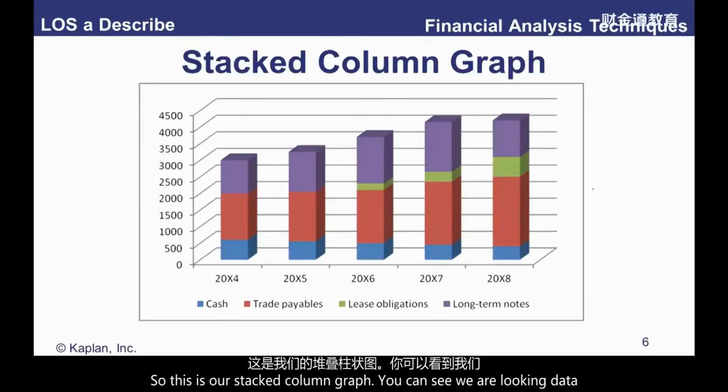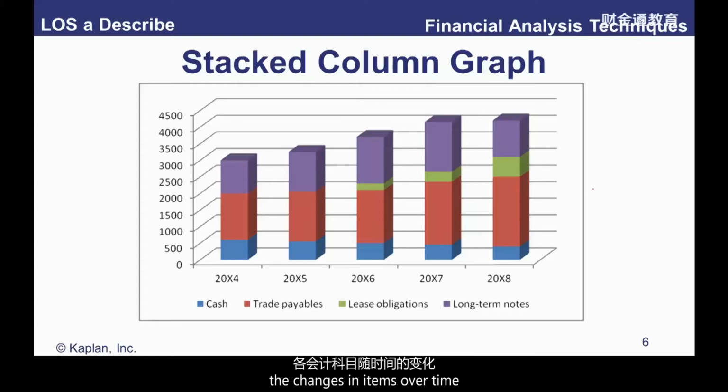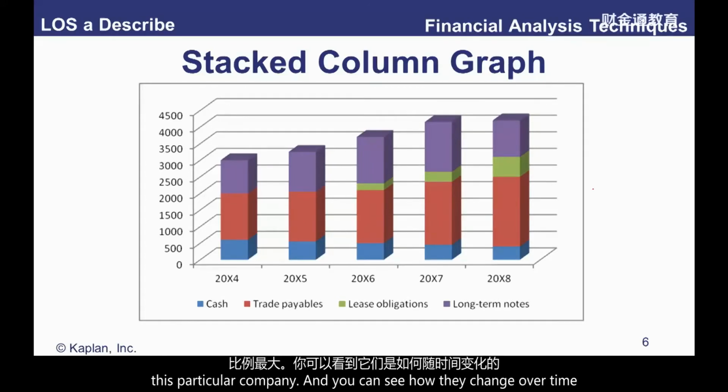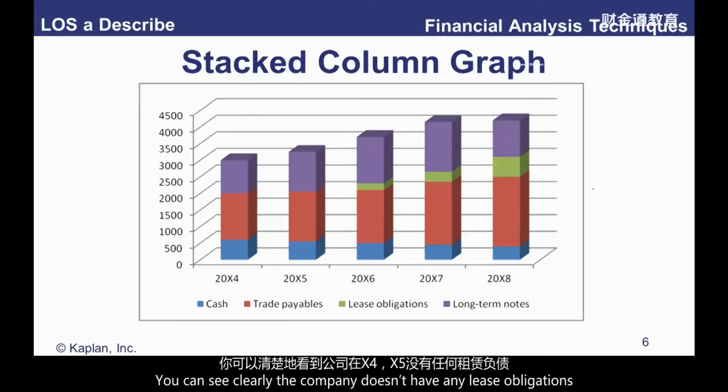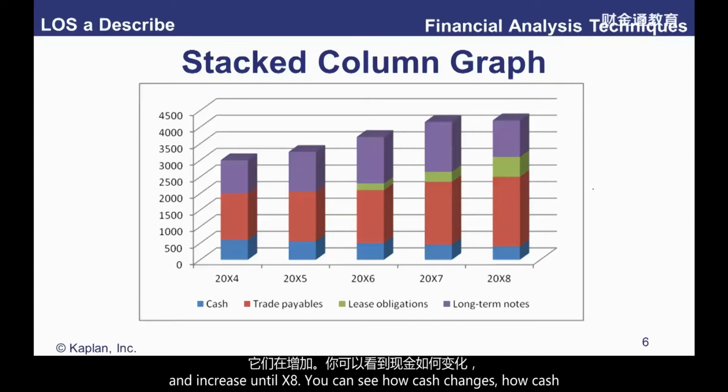So here's our stacked column graph. You can see we're looking at data here from 20x4 up until 20x8, and we're seeing essentially the changes in items over time. So you can see the trade payables are the biggest percentage for this particular company, and you can see how they're changing over time. You can see very clearly that the company didn't have any lease obligations in X4 or X5, but they started in X6, and you can see that they've grown and increased up until X8.